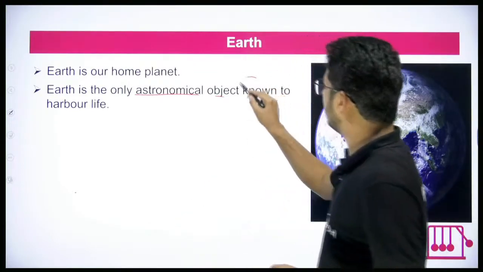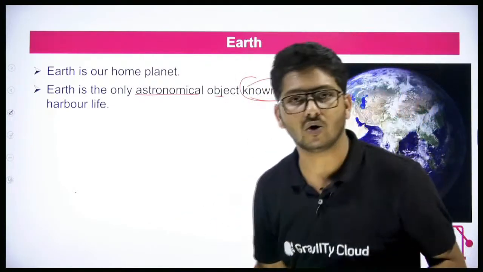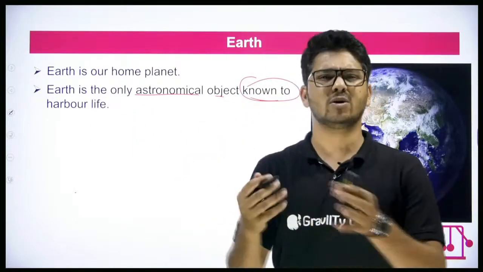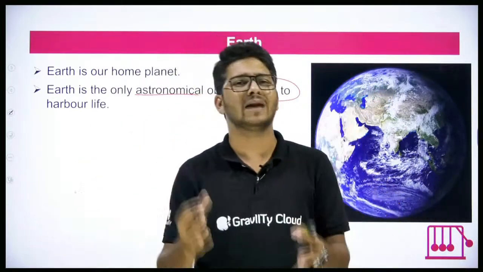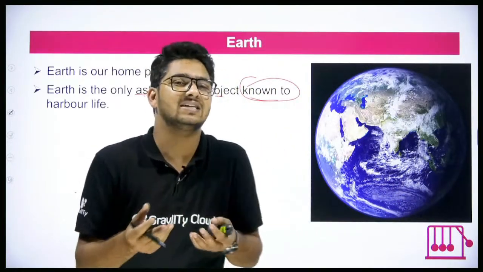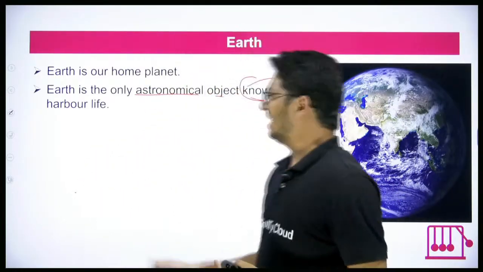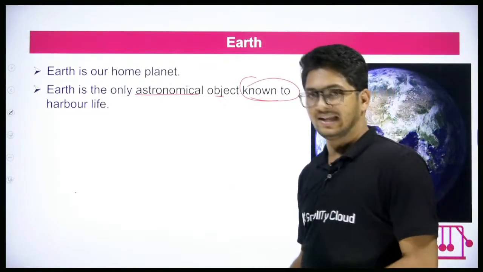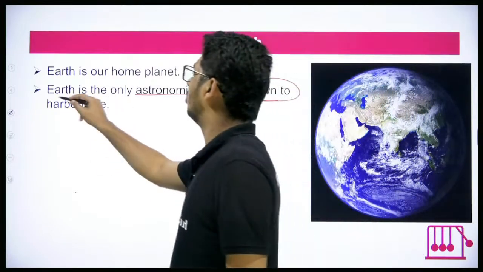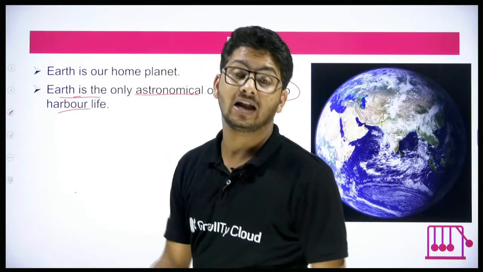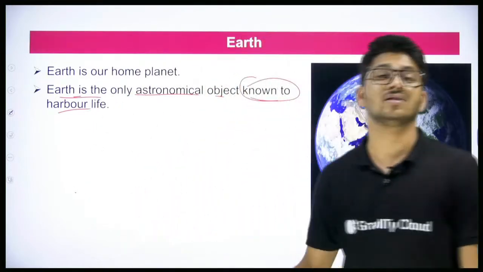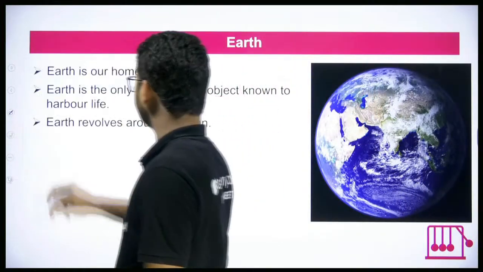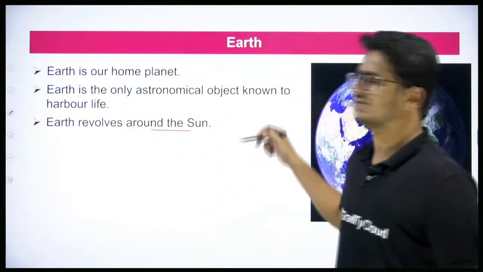And Earth is the only astronomical object known to, now look at this, it is known to. So as far as we know, this is the only astronomical object. Forget about planets. Take satellites, take asteroids. Any astronomical object that we know of, until now, Earth is the only one that can harbor life, that can sustain life, or that supports life. And Earth revolves around the sun.